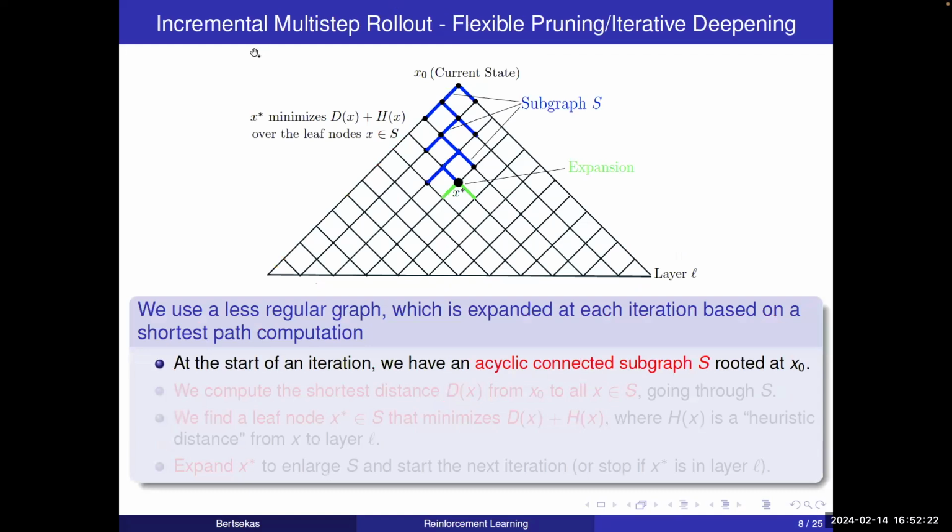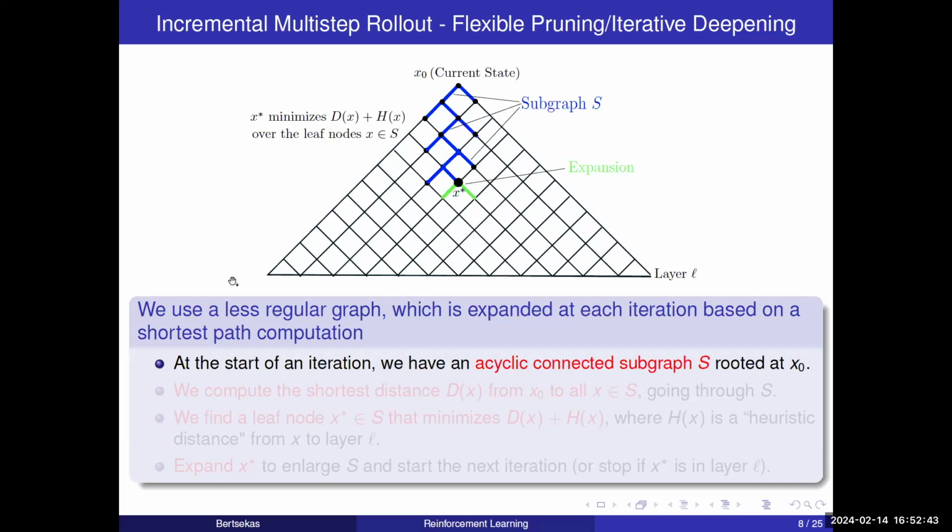Okay, so this is an algorithm called incremental multi-step rollout, and it's a flexible or maybe even a dynamic pruning algorithm for iterative deepening. And it has sort of a Dijkstra or A-star search kind of flavor to it. At least it has those very familiar components.